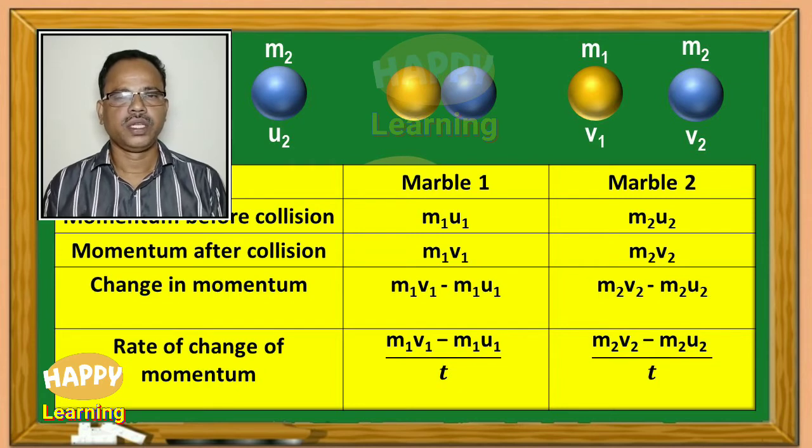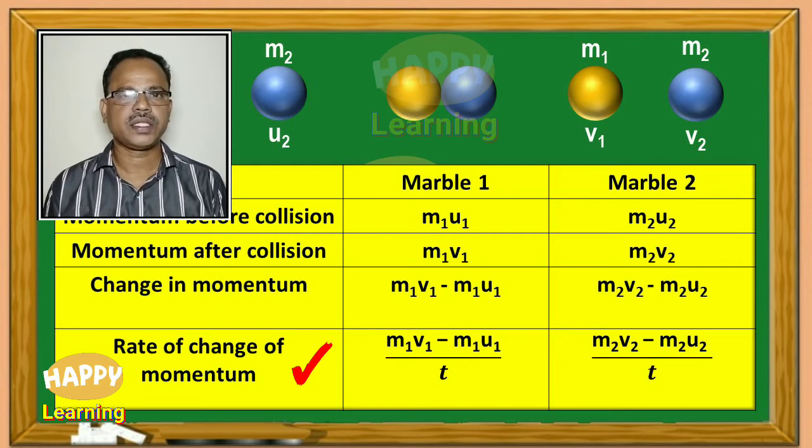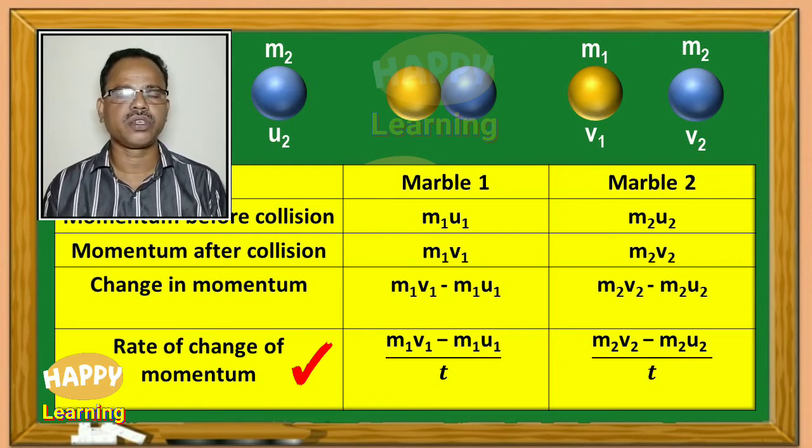Right. Now, the rate of change of momentum. What is rate? Per second, per unit time is called rate. So, whenever you divide by time, it is called rate. So, the change in momentum divided by the time taken is the rate of change of momentum.